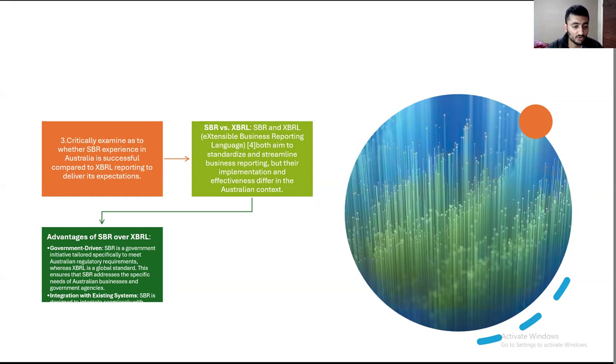First of all, advantages of SBR over XBRL. Government-driven: SBR is a government initiative tailored specifically to meet Australian regulatory requirements. And the second is integration with existing systems. SBR works with other systems too, so it is compatible with many systems.